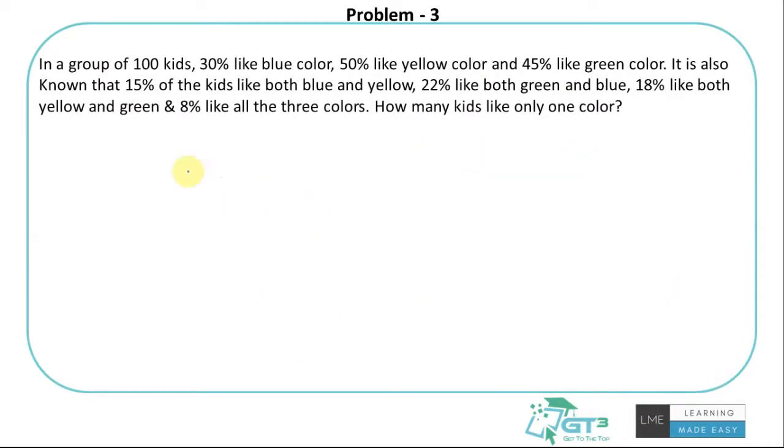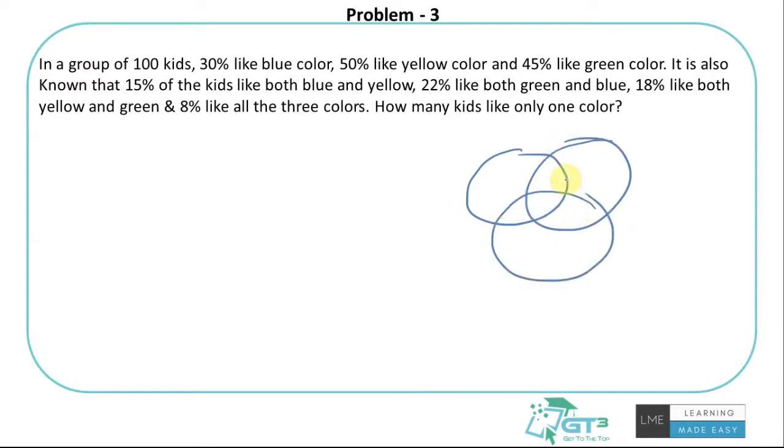Here it's a group of 100 kids, 30% like blue color, 50% like yellow color, and 45% like green color. So it's talking about 3 variables like blue, yellow and green. So I have a Venn diagram with 3 circles. And this is what I'll end up with. Let's say this is blue color, this is yellow, and this is green color.